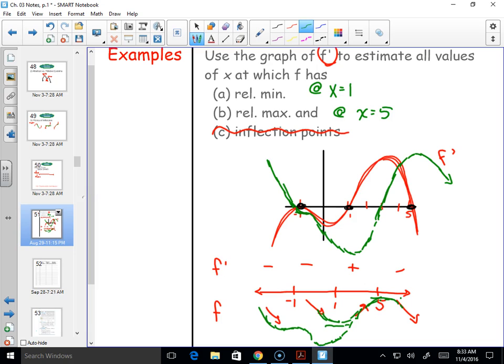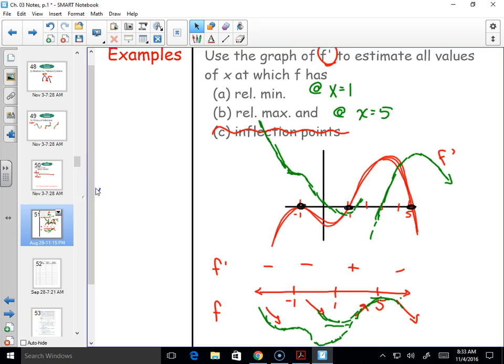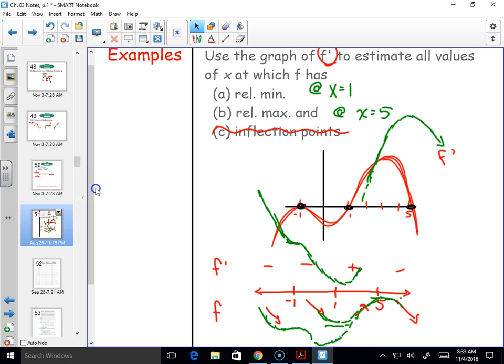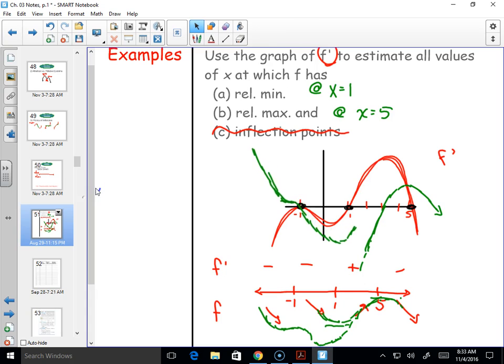Now, this little graph that I just drew could be up here, and it would still be doing the same increasing, decreasing. It could be down here and still be doing the same increasing, decreasing. I can't say exactly where it is unless they give me some point on this graph to stick it and go from there. But I do know roughly what the original function should look like based upon my sign chart.